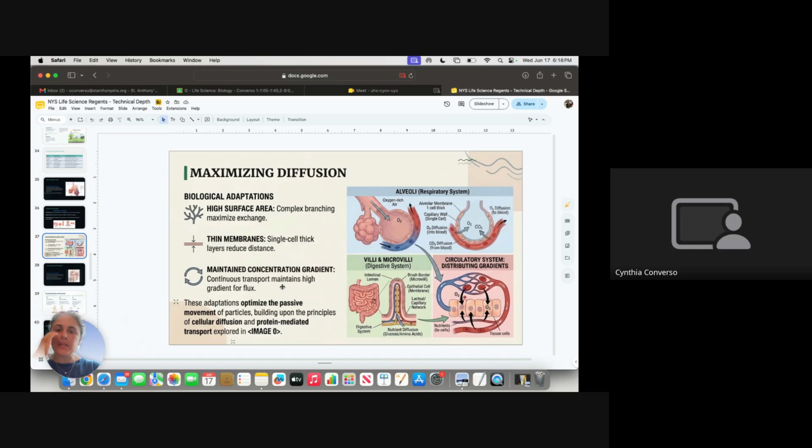And it helps to maintain concentration gradients. So we have this continuous transport, which helps to maintain the high gradient for movement. It says flux here, but that's kind of a froofy word. The flux just means the movement of the nutrients from the digestive system into the circulatory system, right?